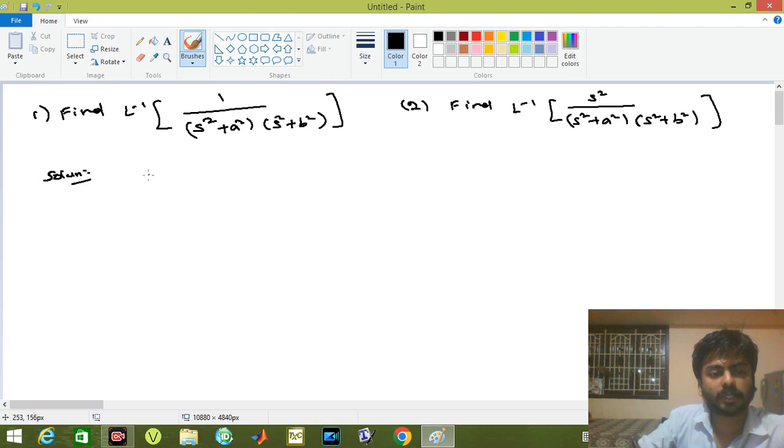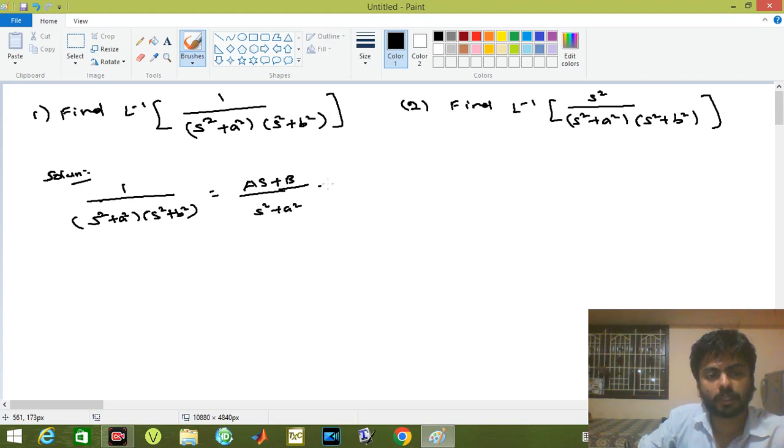The solution here can be taken by using partial fractions. So we are considering 1 by (s square plus a square) into (s square plus b square), that is equal to (as plus b) divided by (s square plus a square) plus (cs plus d) divided by (s square plus b square).